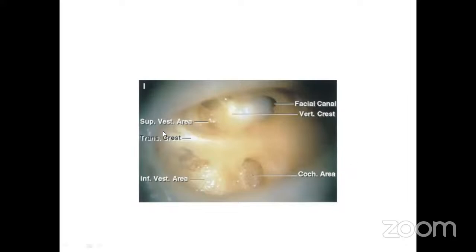So here we can see this is the bony vertical crest. Nerves are inside, and this one is the vertical crest. That is the Bill's bar. And this is the lateral view. This is the lateral view. And this is the inferior compartment, that is the cochlear area and inferior vestibular area. That is the transverse crest. Again, this is the facial nerve. This is the Bill's bar. And this behind is the superior vestibular area.